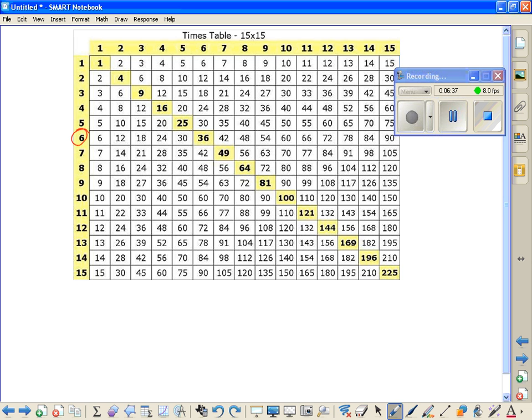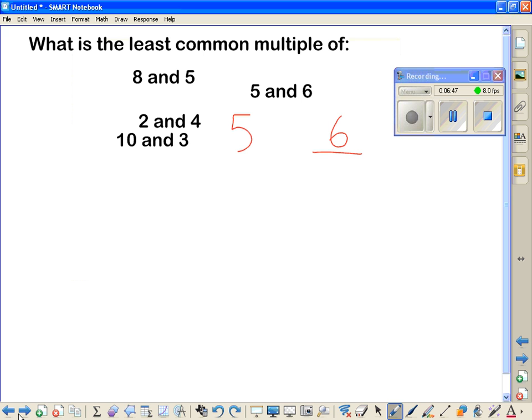So, our multiples of 6 are 6, 12, 18, 24, 30, 36. That's about as far as I need to go. So I'm going to list those multiples under 6. Now I'm going to look at 5 here. And I'm going to use that trick again. I'm going to start listing multiples of 5. We listed multiples of 5 before. That should be pretty easy.